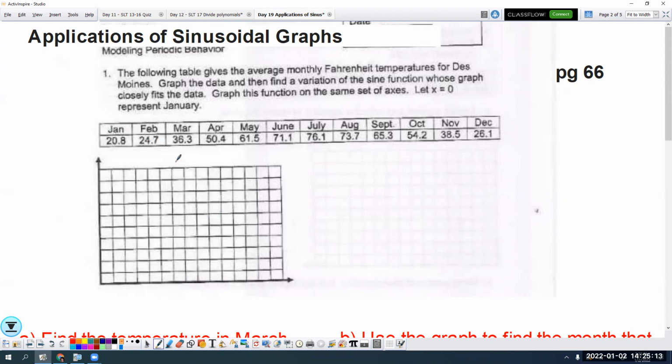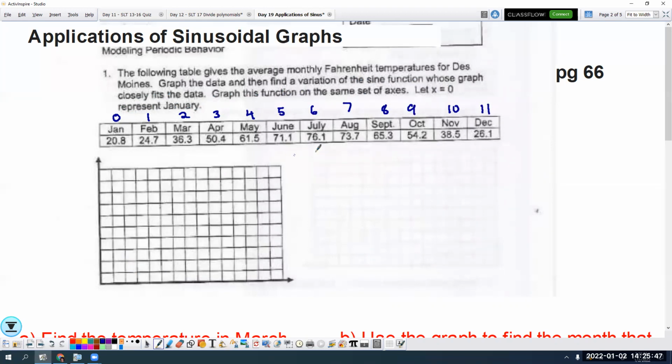Go ahead and turn to page 66 and read problem number 1. Pause the video. Okay, so you can see in problem number 1, we're given a set of average temperatures in Fahrenheit for Des Moines, Iowa, and we're told to graph this function and let x equals 0 represent January. So January will be months since the beginning of the year, and January is the first month, so there are 0 months. February will be 1, 2, 3, 4, and so on.